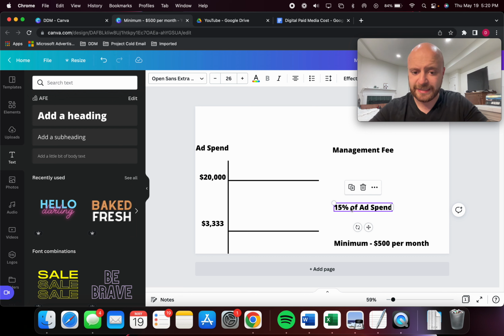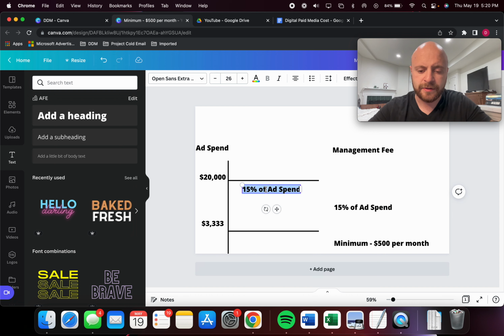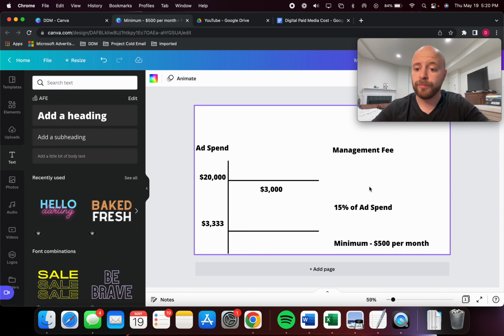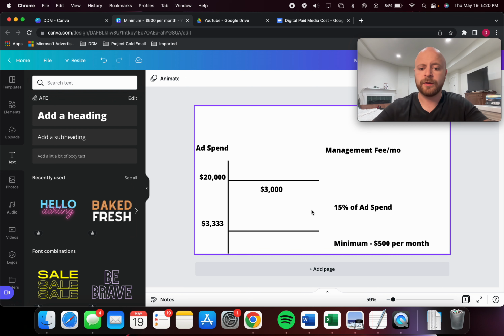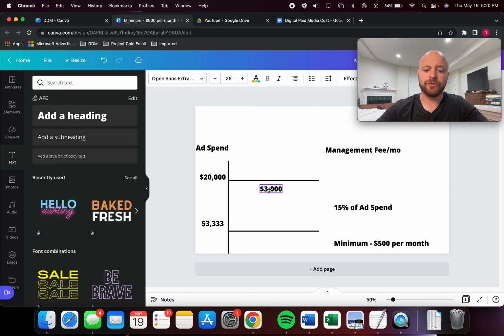So then what is that amount? Well, let me copy this here. That amount is going to be 15% of $20,000, which is $3,000. And again, this is all per month. So I'm going to say management fee per month. That's, you have a $3,000 range. So your amount goes up.